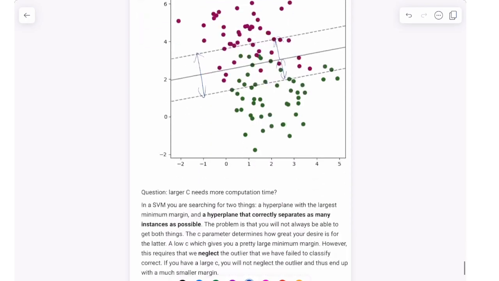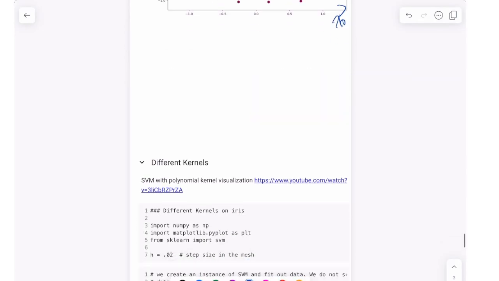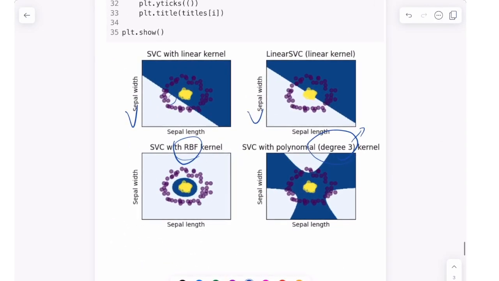Okay, so I think that is what I'd like to share with you about the kernel of support vector machine. And we will show you how to use Orange to perform SVM later.